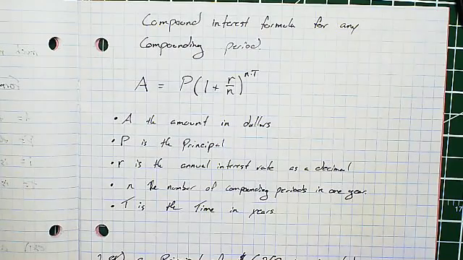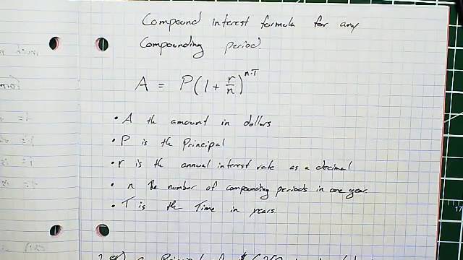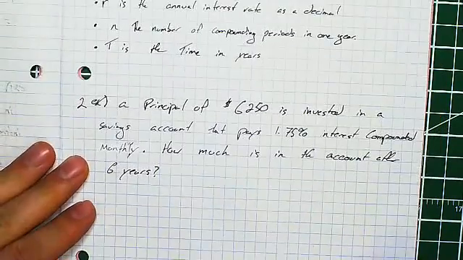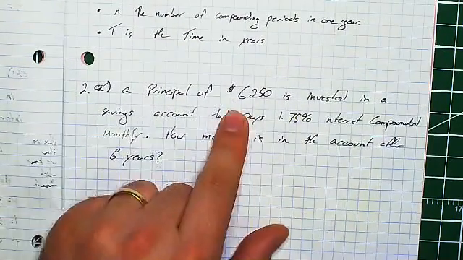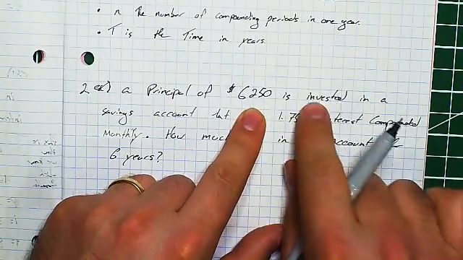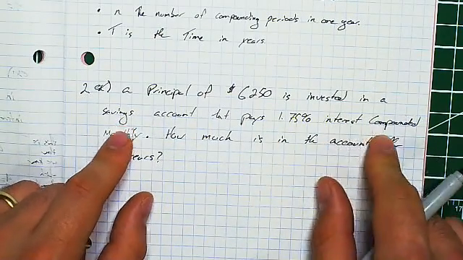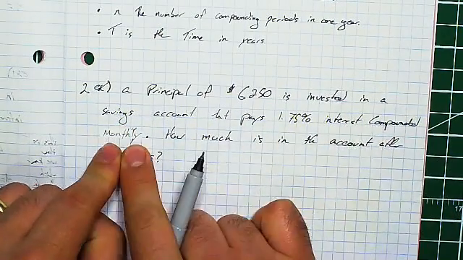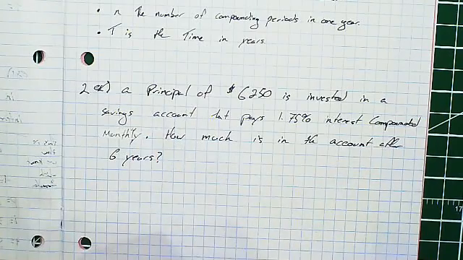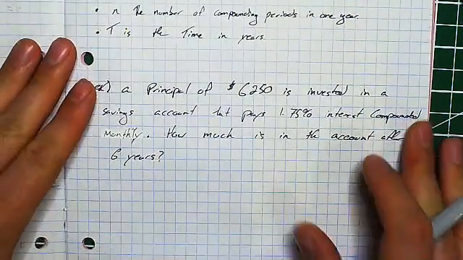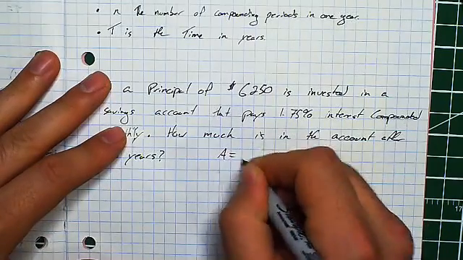A is the amount, P is the principal, R is the annual interest rate as a decimal, and T is the time in years. It does change up your formula slightly when you solve it. So if we had a principal of $6,250, it's invested in a savings account that pays 1.75% interest compounded monthly. The key point there. How much is the account going to be after 6 years?